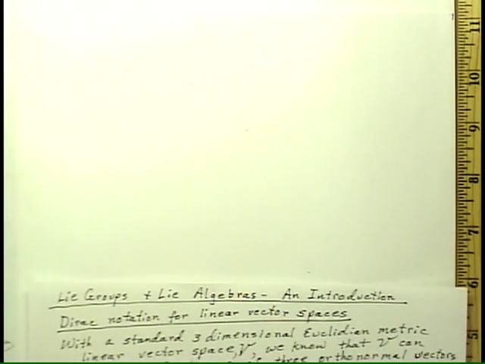We're now ready to begin our introductory discussion of Lie groups and Lie algebras. And the first part here is just an introduction with some of the notation that we'll be using. And we need to connect what is called the Dirac notation for our linear vector spaces with standard notation that we're more familiar with.